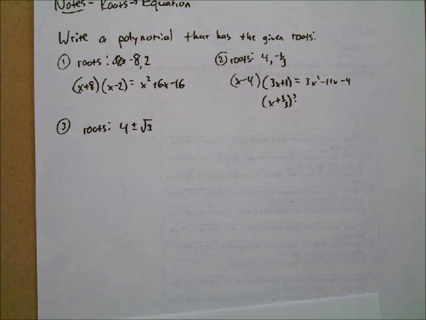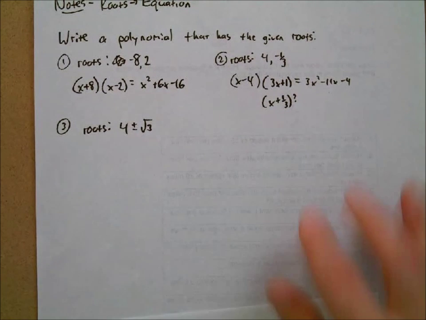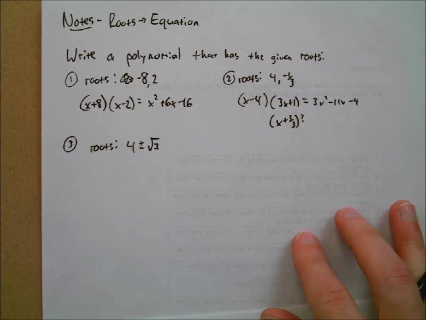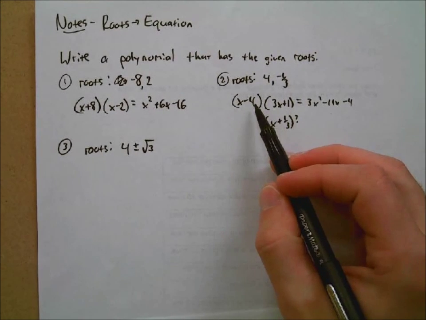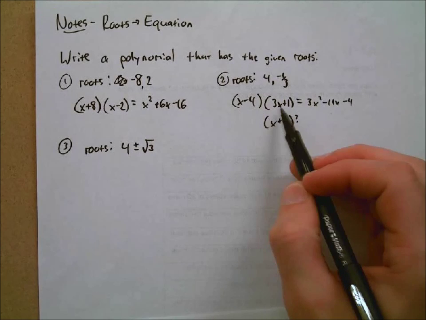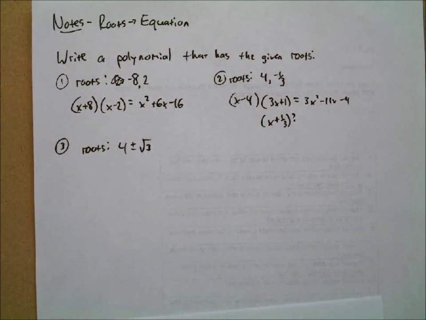Oh, Jen, a question? Where'd the 11 come from? So, just do this one? FOIL it, so x times, right, 3x. I see it now. Okay. Yep, that's okay.